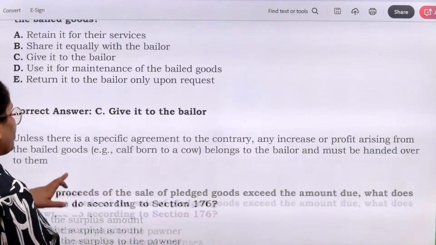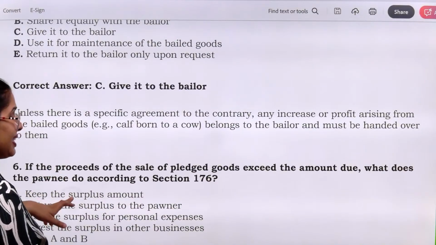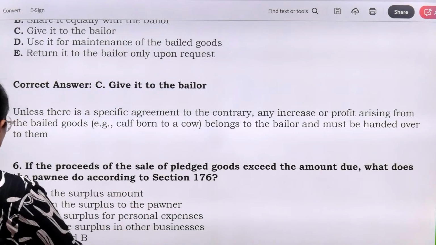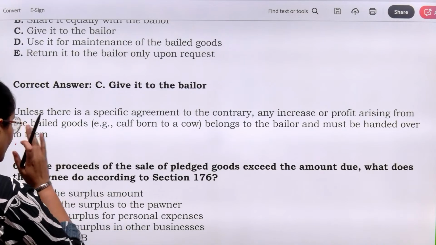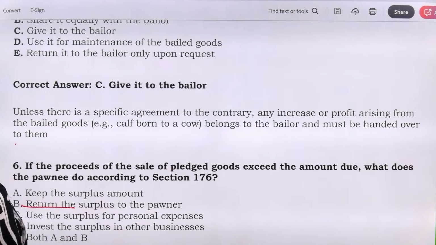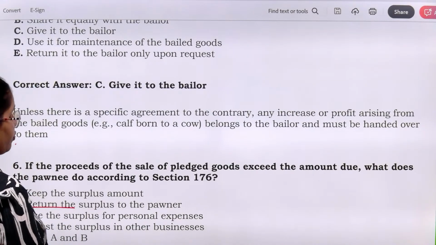Next, we have, if the proceeds of the sale of the pledged goods exceed the amount due, what does the pawnee do as per section 176? So, अगर ऐसा exceed होता है, so in that case return the surplus to the pawner. ठीक है, आपको surplus जो है वो pawner को वापस दे देना है.